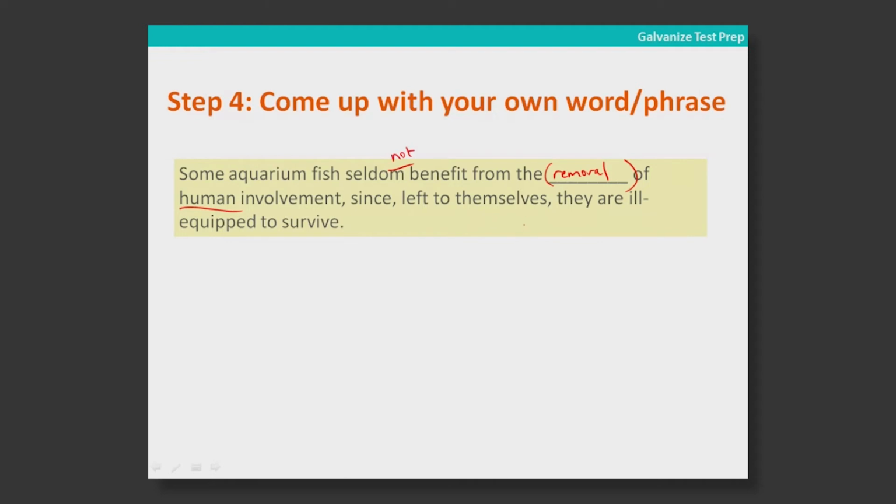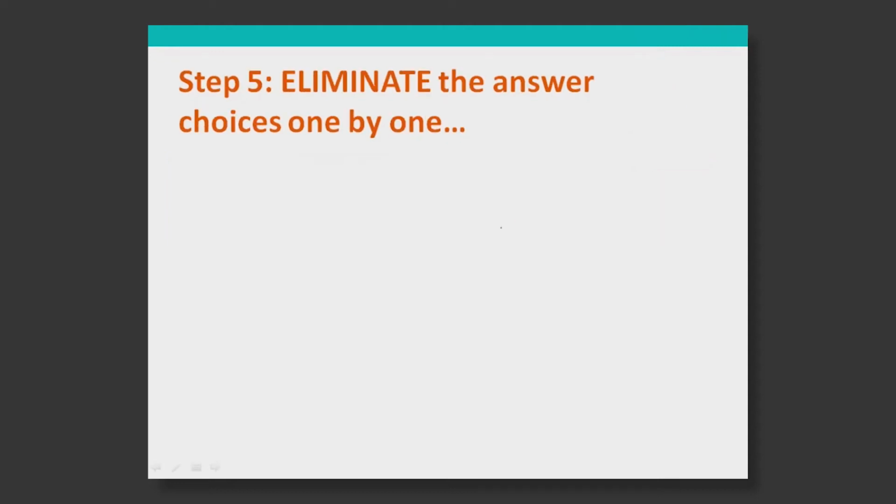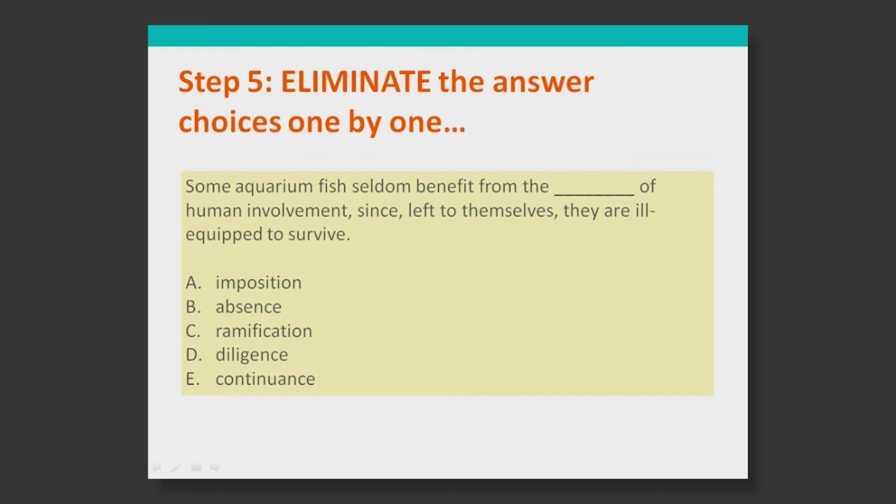So now that we've got our own word or phrase and we're very clear about the meaning of the sentence, let's move on and take a look at the answer choices so we can eliminate them. Remember, we came up with something like removal. All right, let's take a look at the answer options. Remember, process of elimination, not selection. Let's go one by one. What does imposition mean? Well, to impose means to do something forcefully, right? Out of force. Is there anything about imposing human involvement? Actually, that would bring out the wrong meaning. So we can eliminate that option.